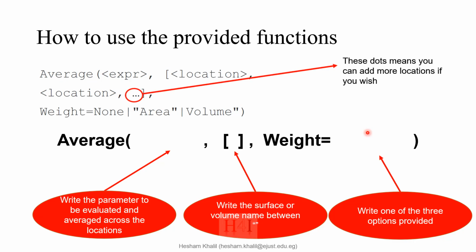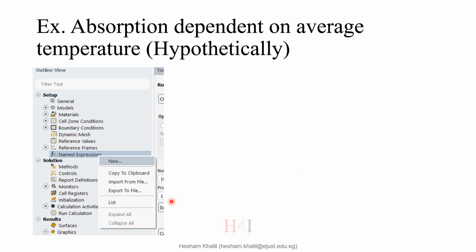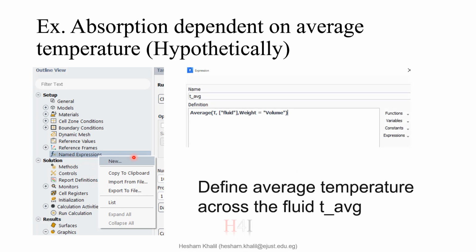And this is what I just said, that you can use as many locations as you want, no problem with that. Let's apply this for an example, saying that the absorption of water for radiation changes with time, with temperature, according to this equation. So I want to define the average temperature of the fluid, which is the volume, not area, and define an expression for calculating alpha, which is absorptivity of water. Then use this alpha to change the source term, which I just defined to be only a function of radiation without considering the absorptivity. Okay? So now first thing, I will define named expression, new named expression, define the average temperature.